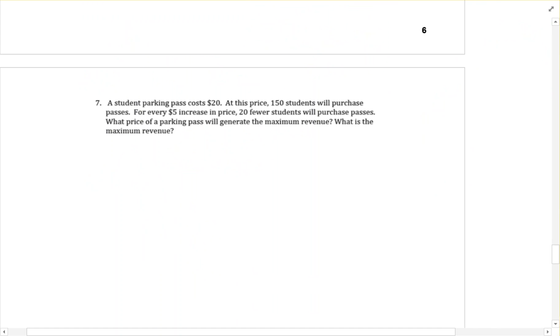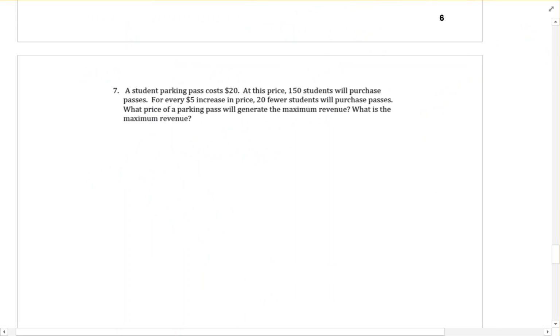Last one. A student parking pass costs $20. At this price, 150 students will purchase passes. For every $5 increase, 20 fewer, and so on. It's going to be the same thing. Let's go R of X for revenue is going to be equal to students times price, again, right, for the parking pass.